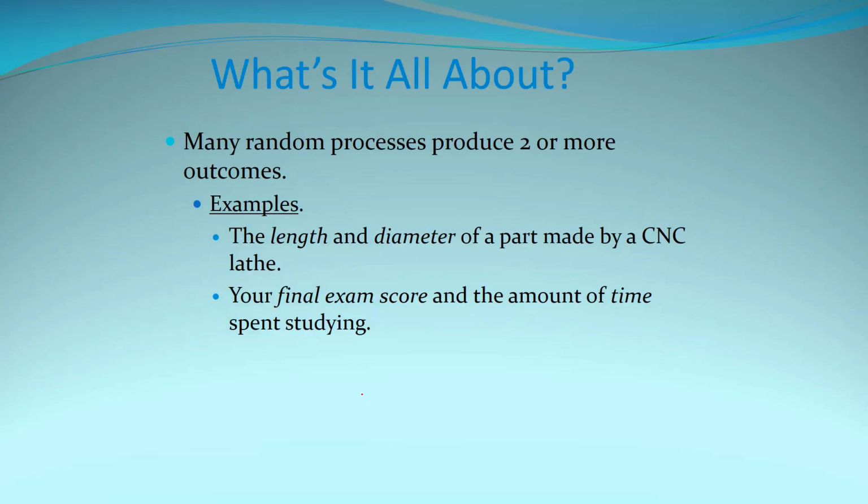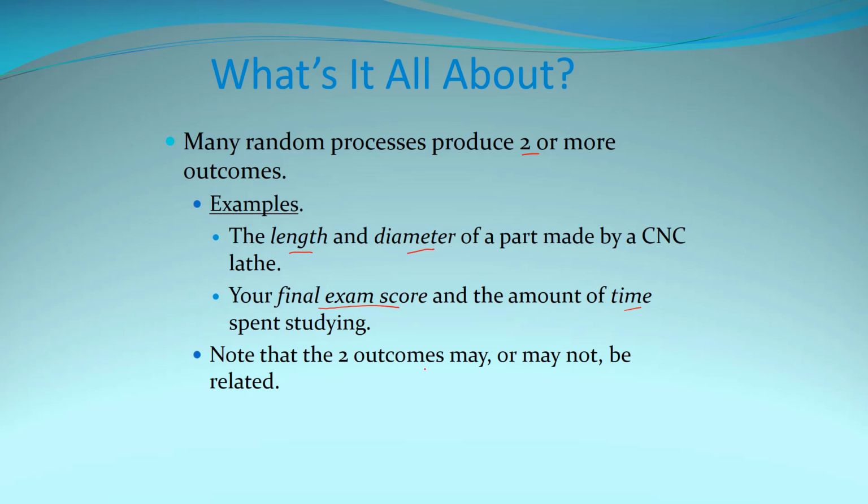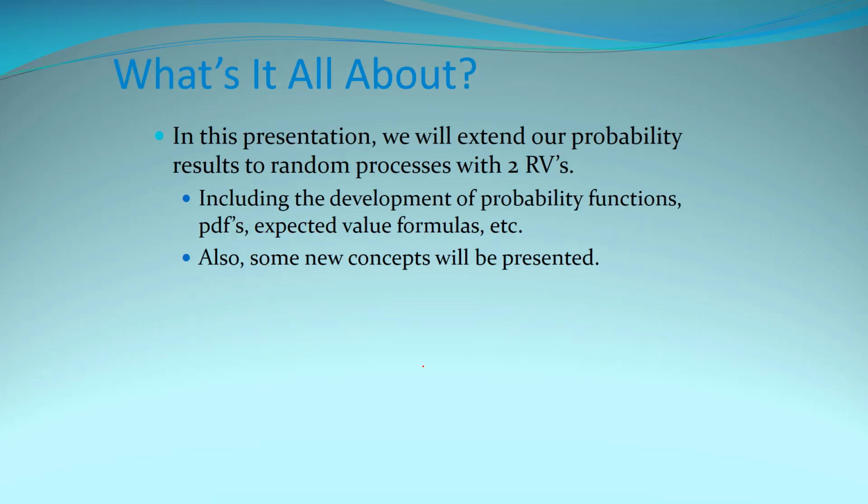So what's this video all about? Well, it's about the fact that many random processes produce two or even more outcomes. So we can have the length and diameter of a part that's made by a CNC lathe, or you may have your final exam score and the amount of time you spend studying. Note that the two outcomes may or may not be related to one another.